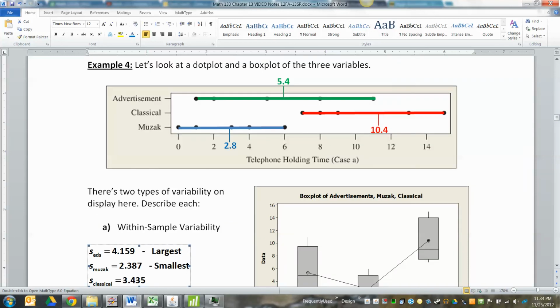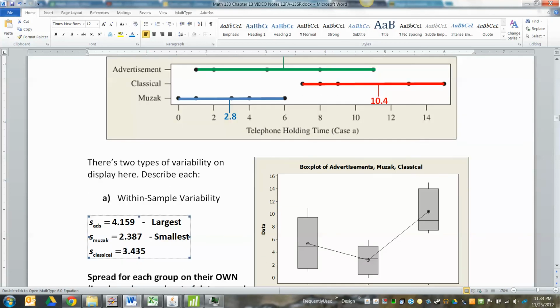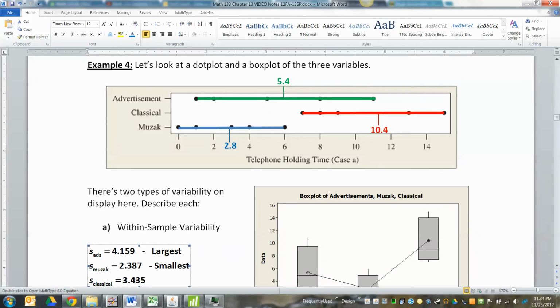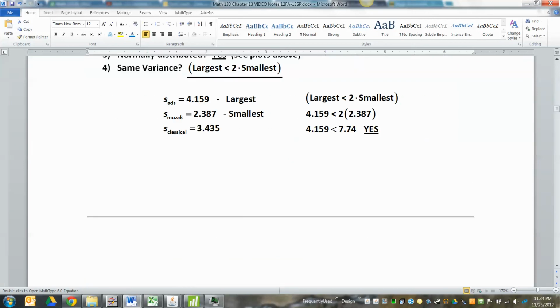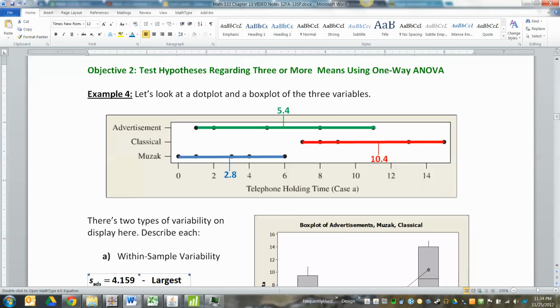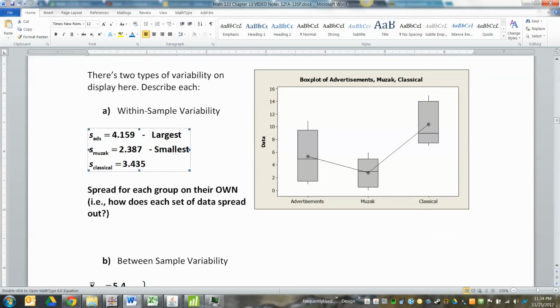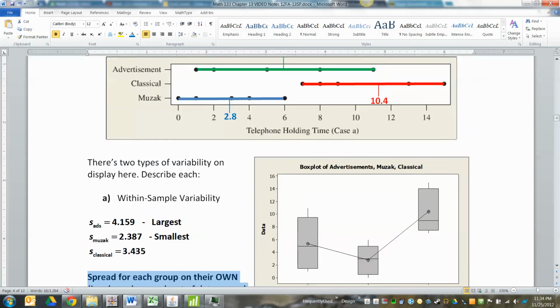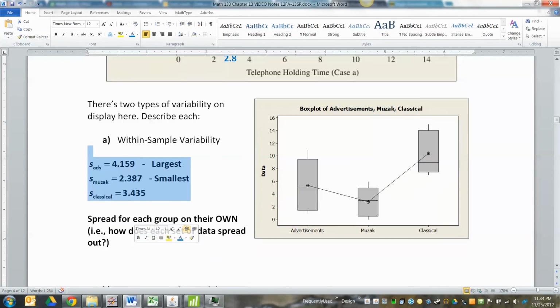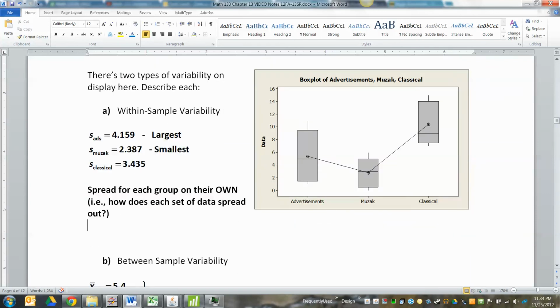And then the red one over here, the mean is 10.4. They would wait on average 10.4 minutes if they were listening to classical music. And the give or take was 3.435. So you can see the green one was the largest, just like we said before. That's the ads. And the smallest was the 2.387, the Muzak. Now, there's spread within each of those groups, right? There's the spread for the green line, the spread for the red line, the spread for the blue line. That's what these numbers represent: how much spread there is in each of those groups on their own.